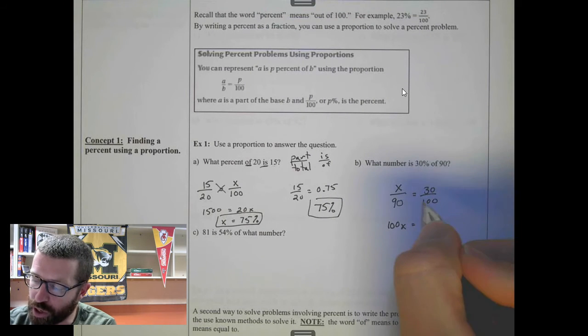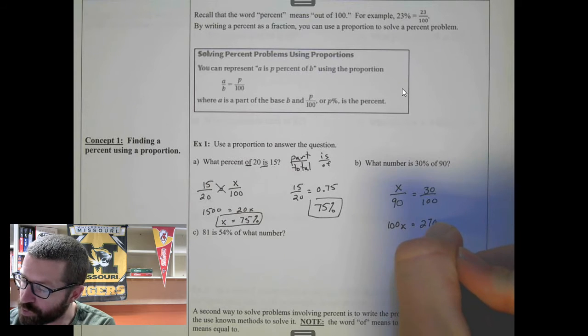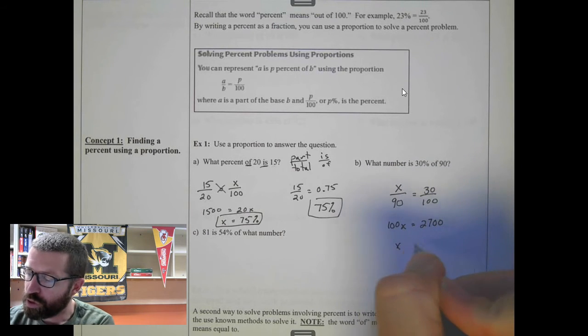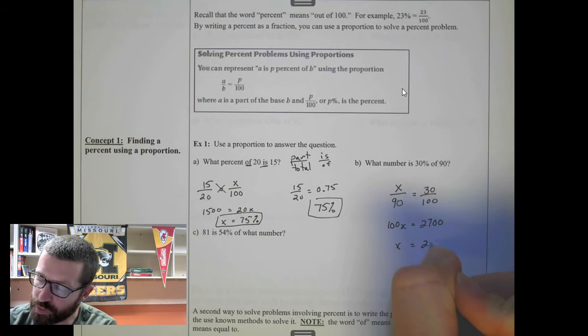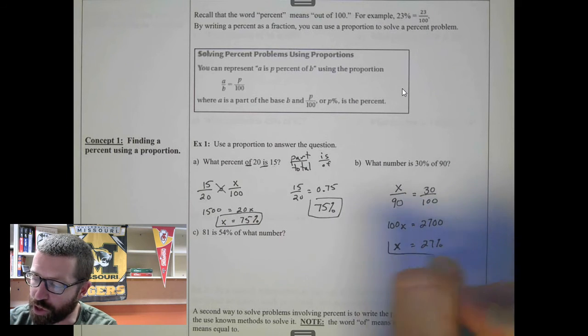And then cross multiply, so you get 100x is equal to 2,700. And divide by 100, and you get x is equal to 27.